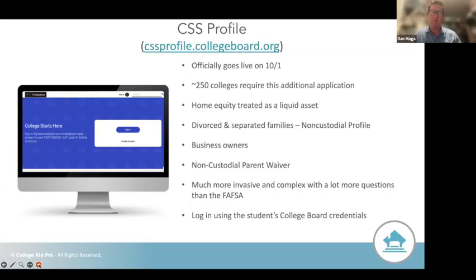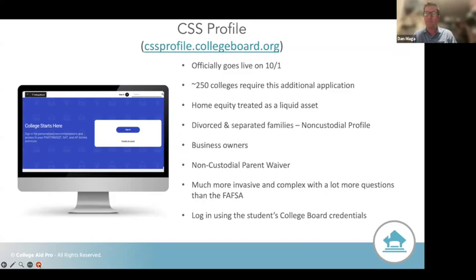So the biggest difference from a methodology standpoint in terms of how they calculate the student aid index is going to be for the home equity. Unlike the FAFSA, where you do not have to report your home value, you do on the CSS profile. So most schools utilizing this form are going to take that asset value into account when calculating your SAI, unlike the schools who only require the FAFSA.